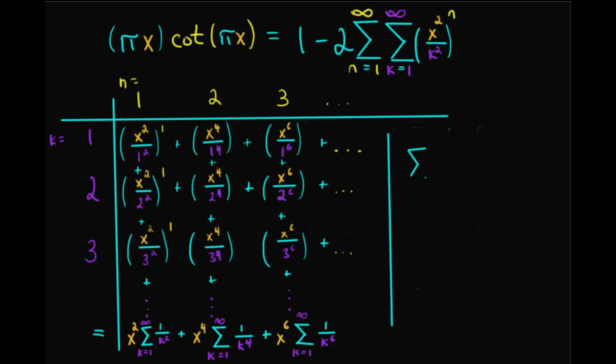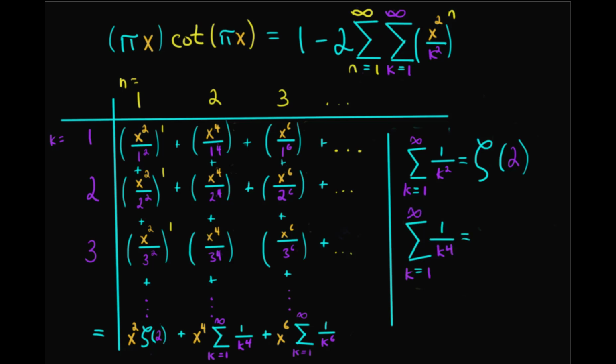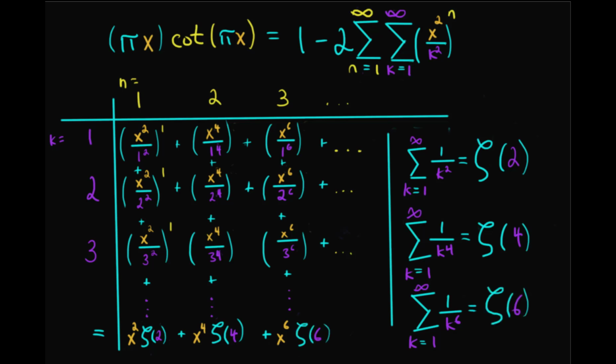Well, why am I doing this? What's going on here that's so awesome? Well, it turns out that the sum from k equals 1 to infinity of 1 over k squared is just equal to zeta of 2. And the sum from k equals 1 to infinity of 1 over k to the fourth is just equal to zeta of 4. And the sum from k equals 1 to infinity of 1 over k to the sixth is, of course, zeta of 6. And this will continue. So our next column, column 4, which I haven't written here, will of course be x to the 8th times zeta of 8. Column 5 will be x to the 10th times zeta of 10, and so on.